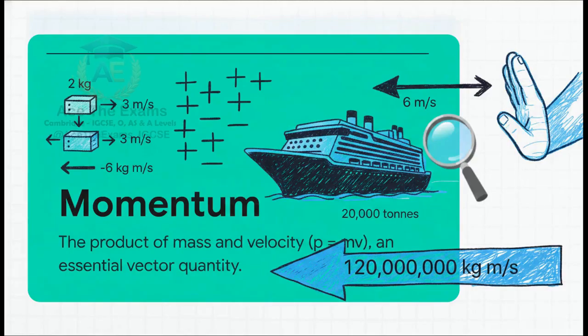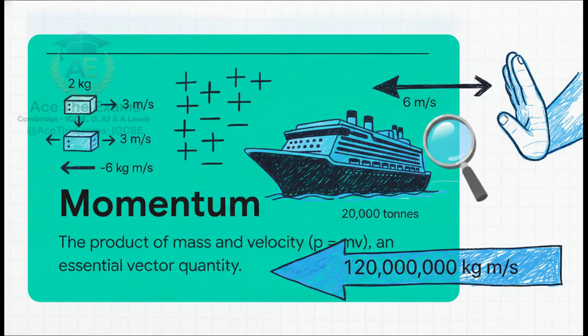Now that we know what mass truly is, we can introduce the absolute engine of dynamics, momentum. Represented by the letter P, momentum is defined simply as the product of mass and velocity. But do not let that simple equation fool you. Let's look at another common trap. An exam asks, explain why momentum is a vector quantity.